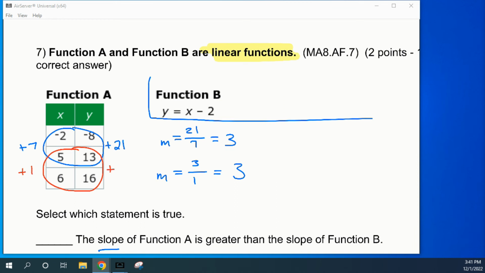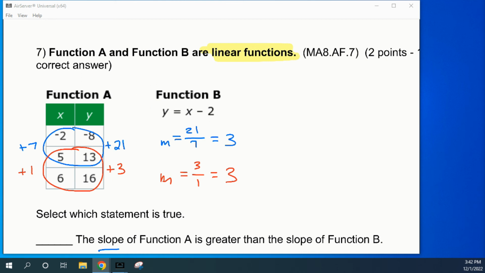+1, +3, okay? Because 3 divided by 1 is still 3, just like 21 divided by 7 is 3, okay? So it is linear. In any case, there's that, all right?